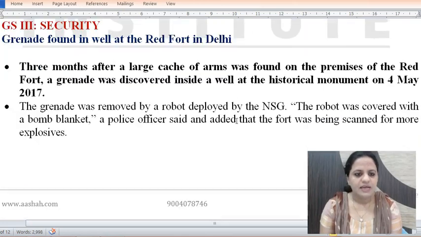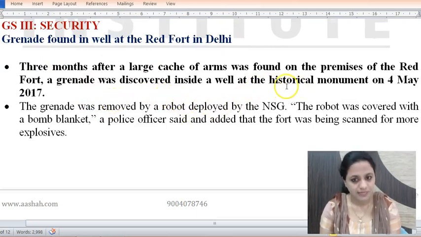The next is a grenade found in a well at the Red Fort in Delhi. This is a grenade which was discovered while cleaning was taking place in a well in the Red Fort. A robot was deployed by the NSG, National Security Guard, and this grenade was removed. But 3 months ago, 2 arms caches were found in the premises of the Red Fort. So now security has been put on alert. They are also further scanning for any more explosives in the vicinity.